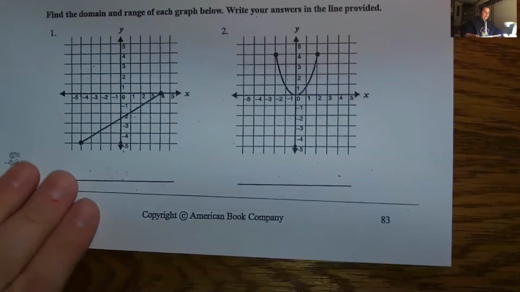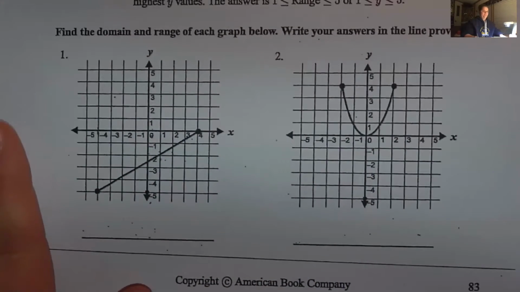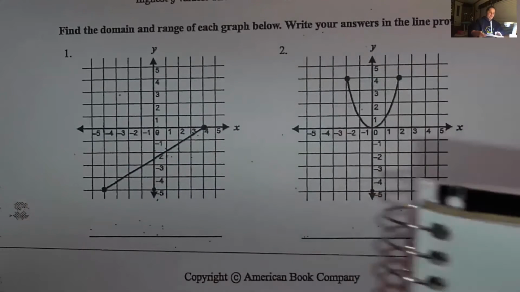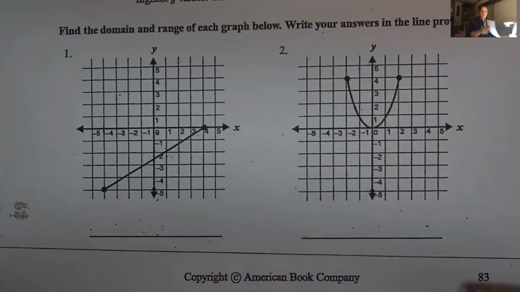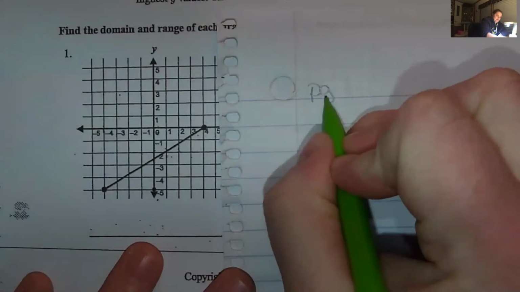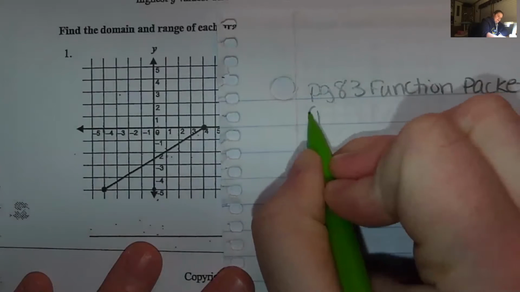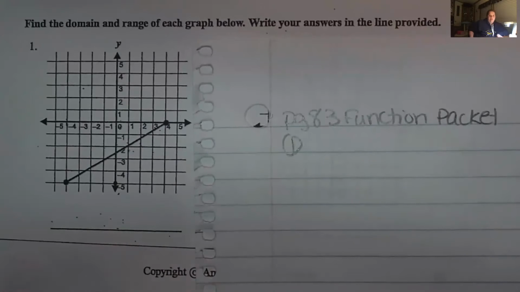Okay, page 83. And remember, I will display it, so you don't have to worry about displaying it yet. Okay. Try zooming in here. Page 83. Now remember, in the hopes of getting more organized, you should have at the top of your page, page 83 function packet. Okay, and we're gonna write down number 1. Number 1 says, find the domain and range of each graph. Write your answers in the line provided.